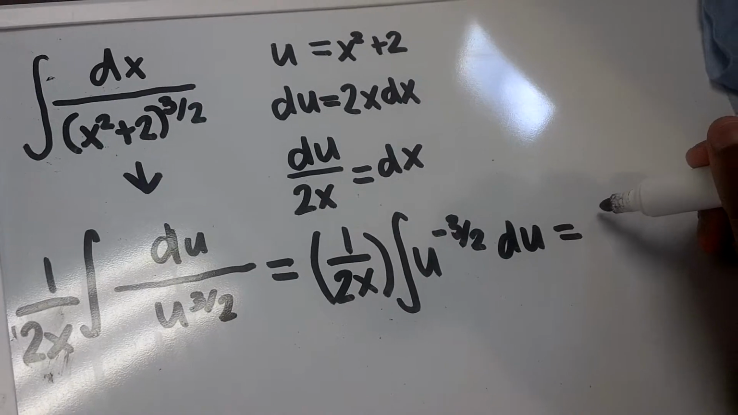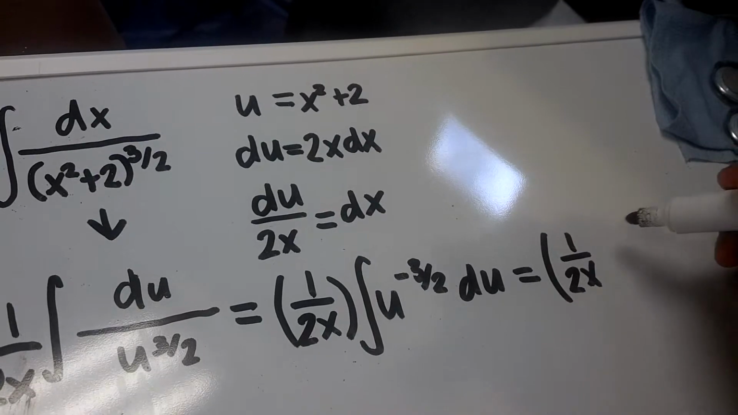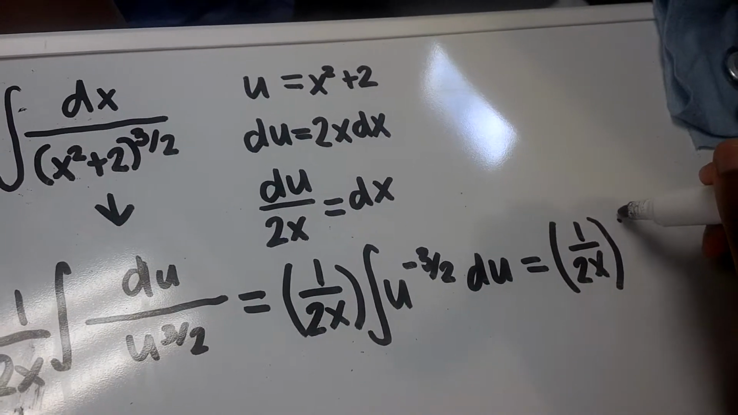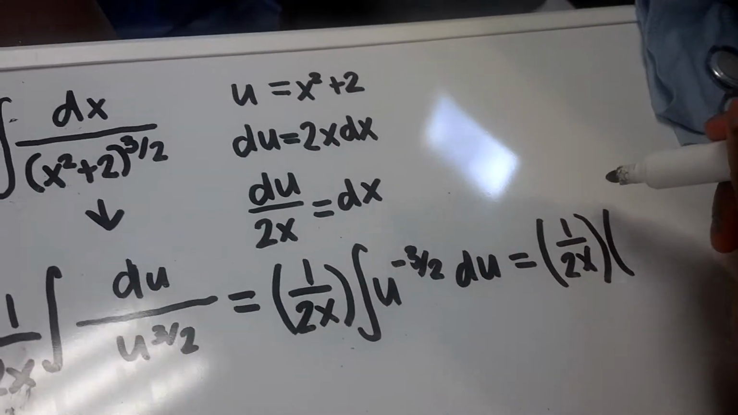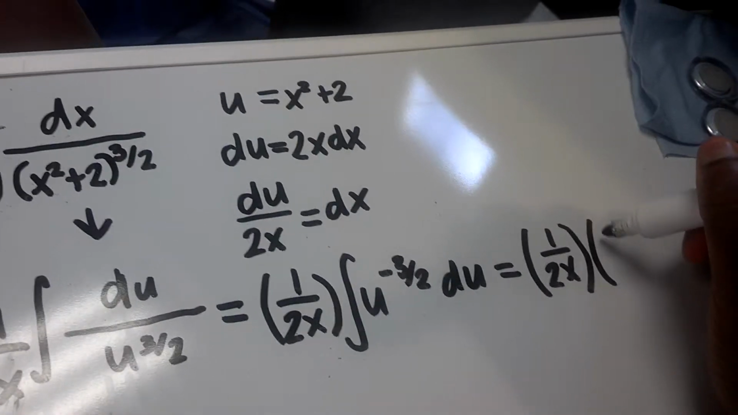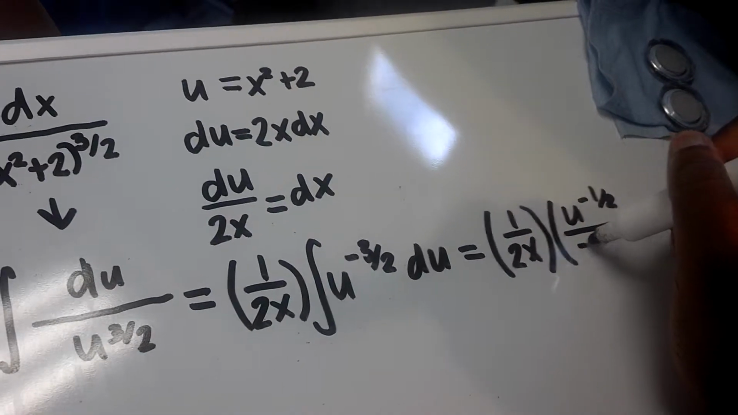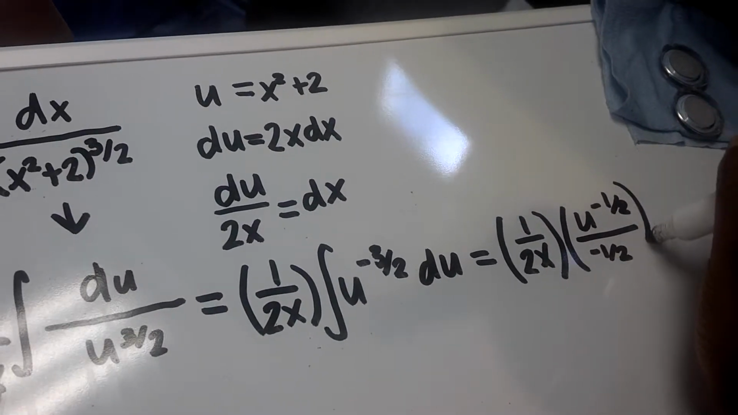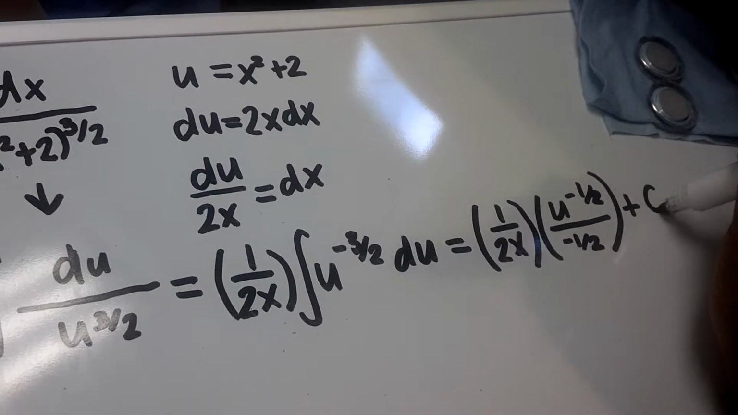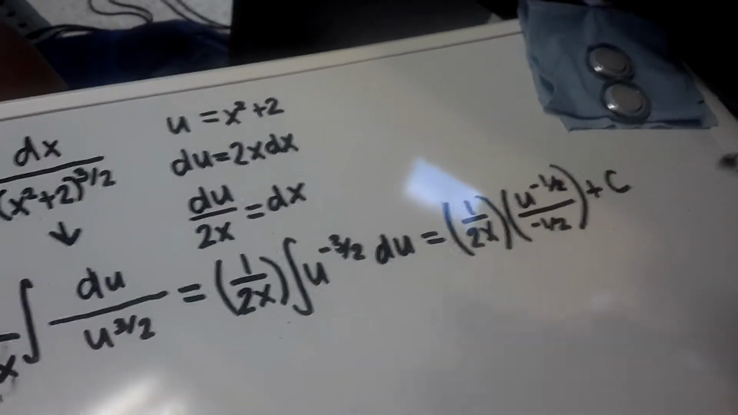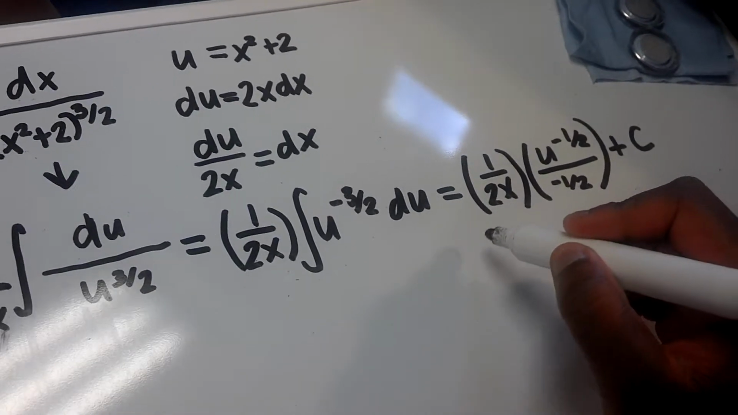So now once we do that, we have 1 over 2x times, the way we do this is u to the negative 3/2 plus 2 over 2 would be u to the negative 1/2 over negative 1/2, using our integration rule, plus C, because C is our arbitrary constant. So now that we've integrated in terms of u, let's try and simplify this function.